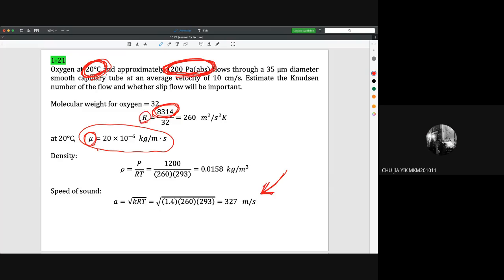Whenever I get the molecular weight of any element, I just use 8314 divided by it, and I get the Renault number of it, right? This is not the Renault number, this is the gas constant. Okay, so 8314 is actually the constant to calculate the gas constant. It is called the universal gas constant, 8314.